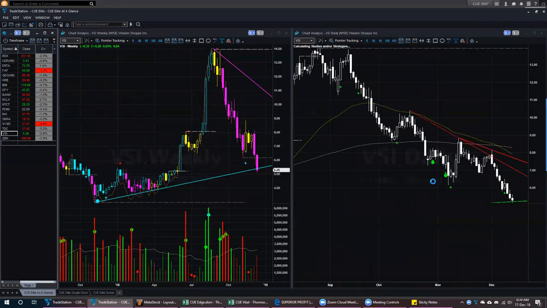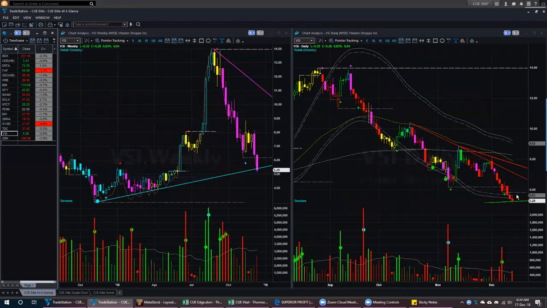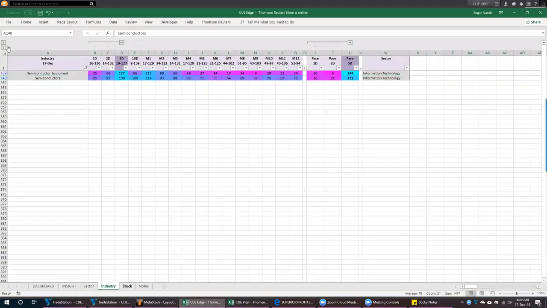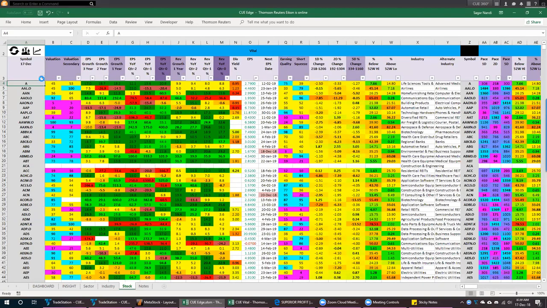Only stock that I can see, there is some possibility of having a bounce long trade setup, is VSI. Let's check its fundamentals and industry.